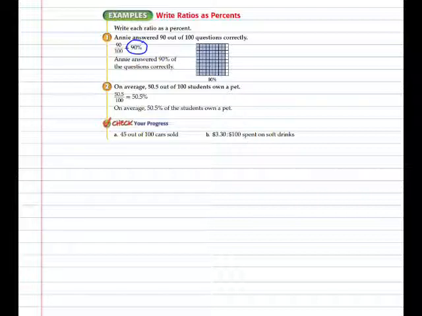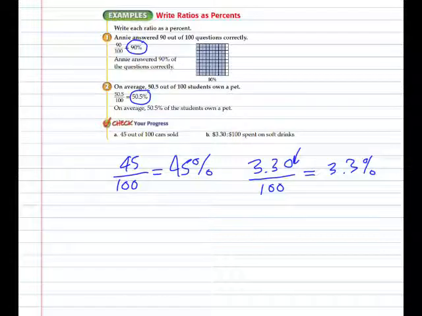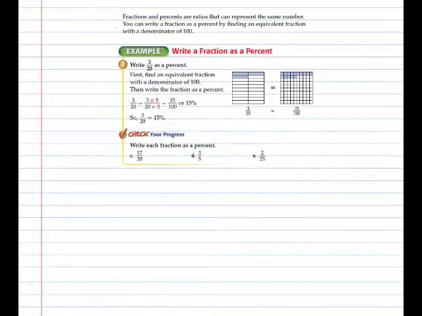On the average, 50.5 out of 100 students own a pet. So again, 50.5 over 100 equals 50.5%, because percent means out of 100. In example A, 45 out of 100, we would write as the ratio of 45 to 100, and then rewrite that simply as 45%. In example B, 3.30 out of 100, again, would represent 3.3%. We would drop this trailing zero in most cases.